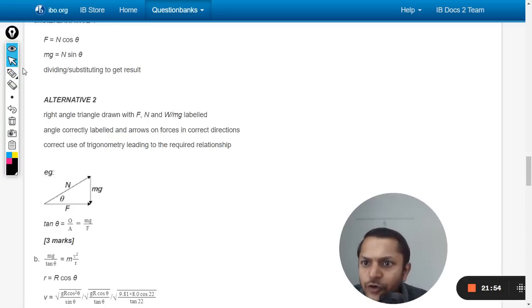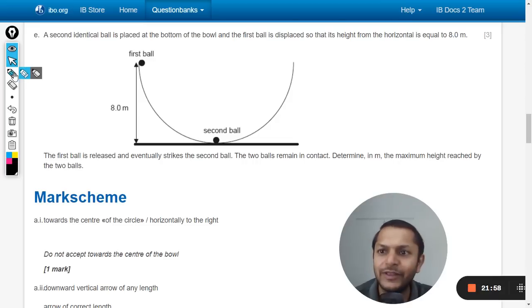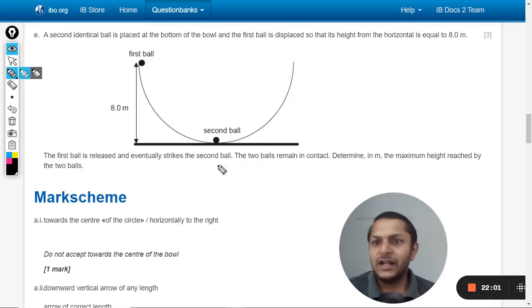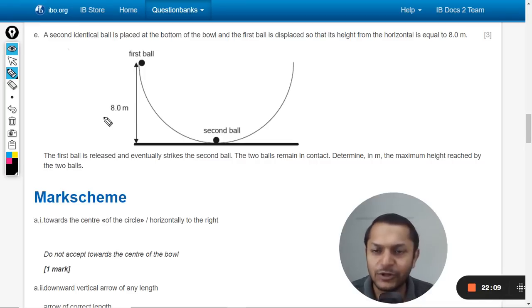Now let us go for, I think, the last part. Oh, it's a very lengthy question, no doubt about that. It's 20 minutes already. A second identical ball is placed at the bottom of the bowl, and the first ball is displaced so that its height from the horizontal is equal to 8 meters.